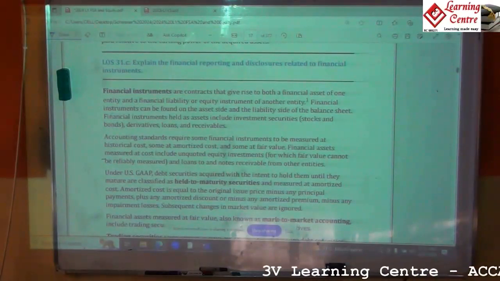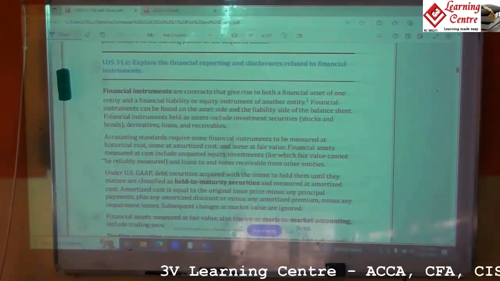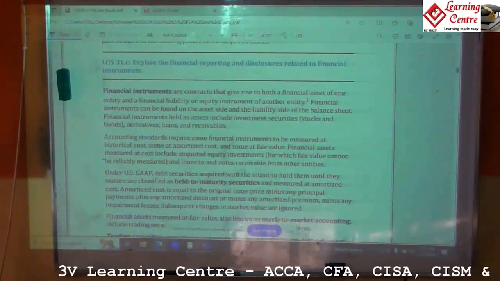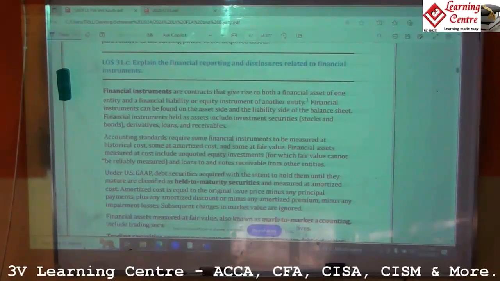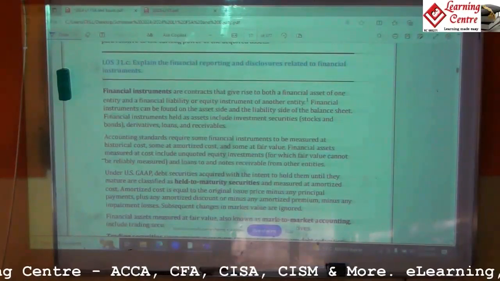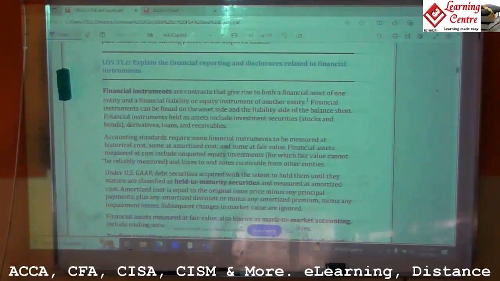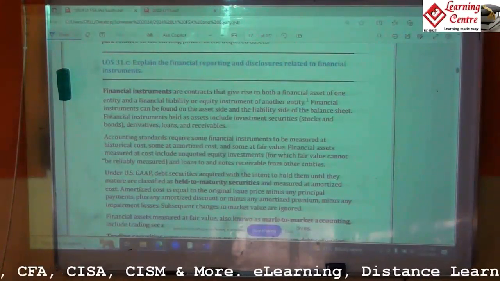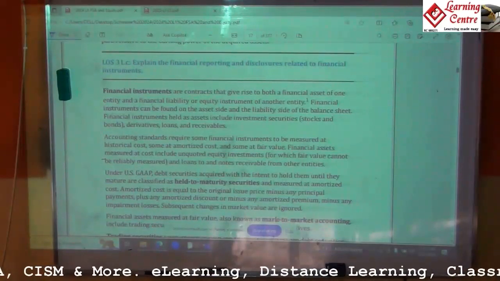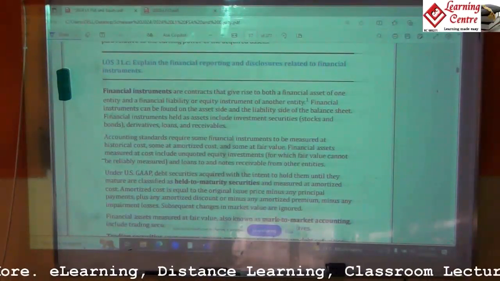So under IFRS, let's go. How does IFRS treat it? Please, who wants to try? Investment property. Anybody else to try? So IFRS uses cost or fair value. Please let's take it. Cost or fair value.